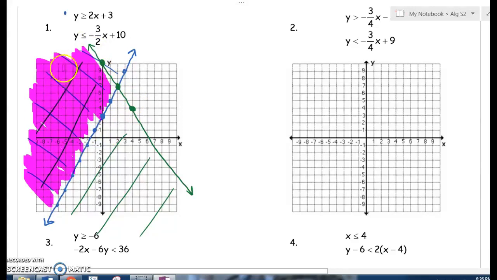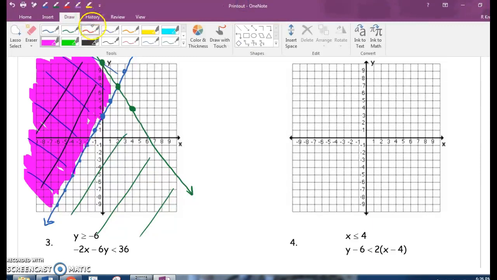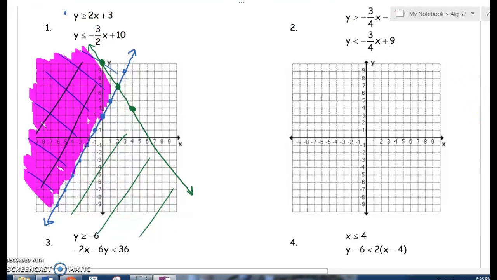Now I'm going to show you another way because I don't like doing shade, shade, and then shade darker. I feel like it gets really busy and it's really hard to see where the shading overlaps, especially when you have more than just two lines, which we will do at some point. So let's try doing it a different way. So let's look at number 2.